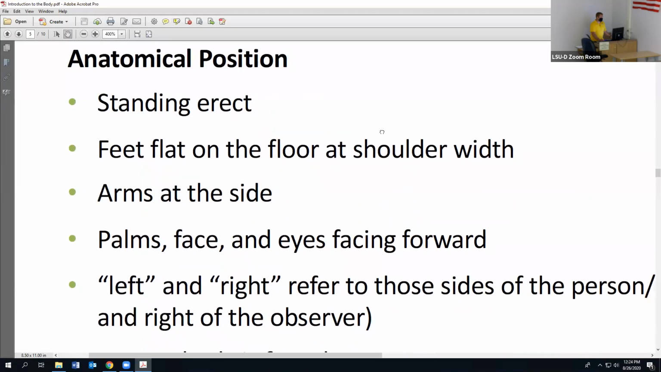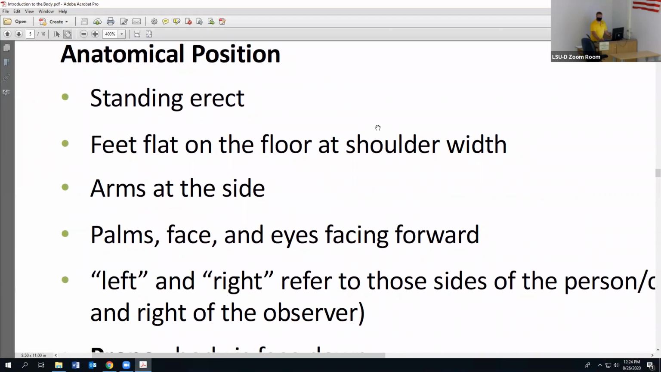Finally, some actual anatomy stuff to talk about and to look at. We have a couple pictures at the bottom.